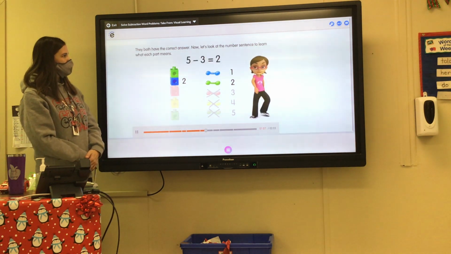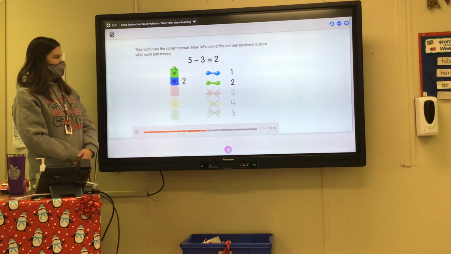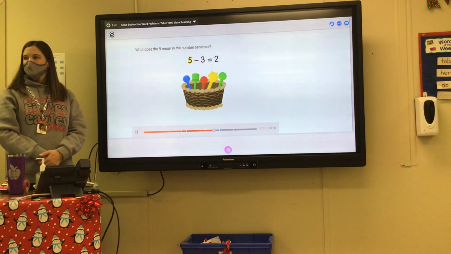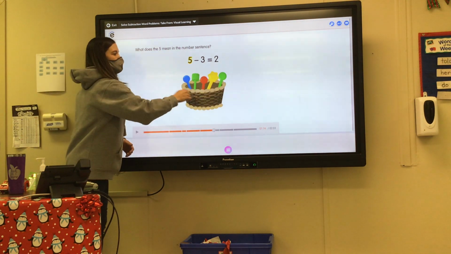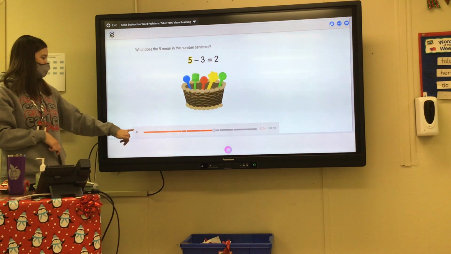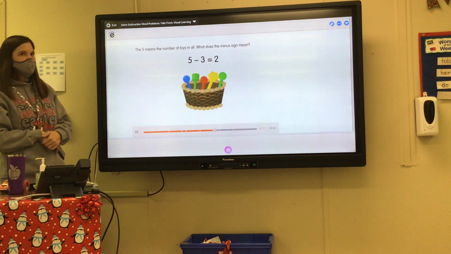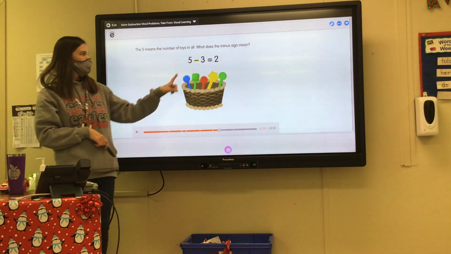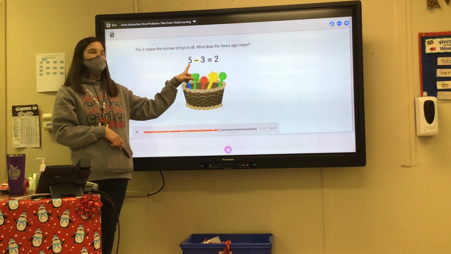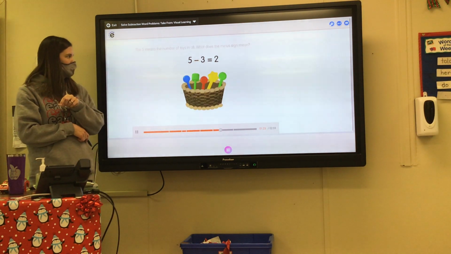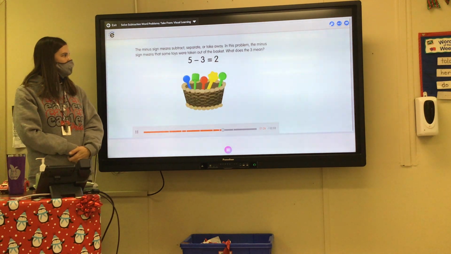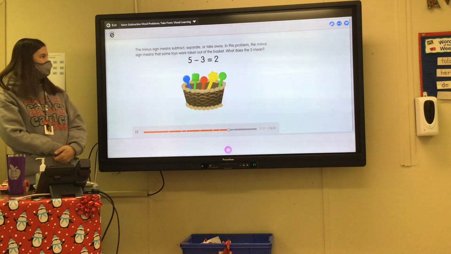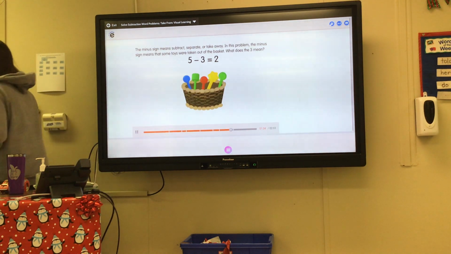Now, let's look at the number sentence to learn what each part means. What does the 5 mean in the number sentence? There's 5 toys, yeah? The 5 means the number of toys in all. What does the minus sign mean? Take away. The minus sign means subtract, separate, or take away. In this problem, the minus sign means that some toys were taken out of the basket.